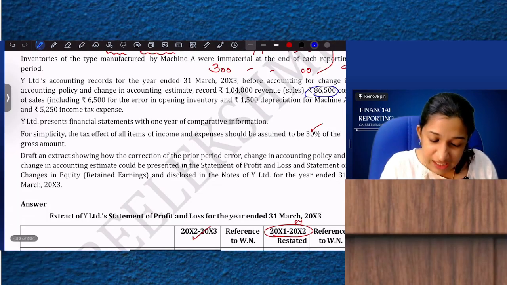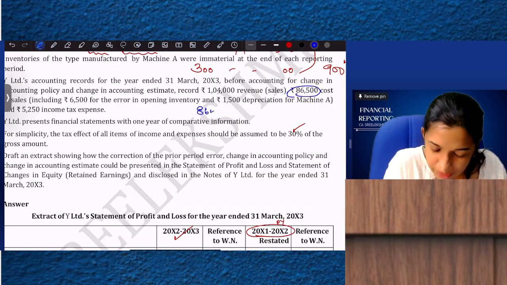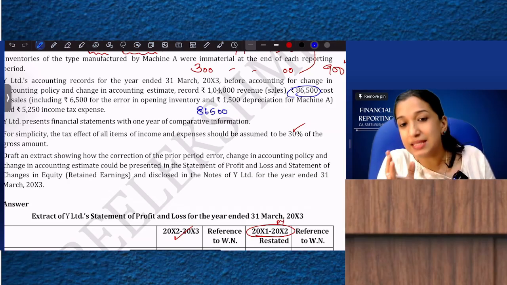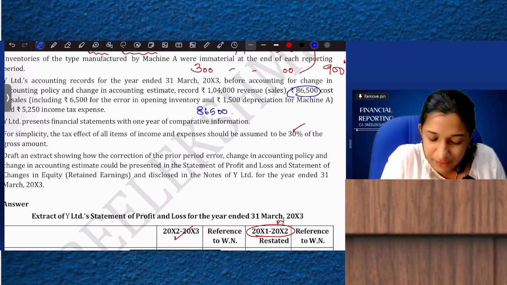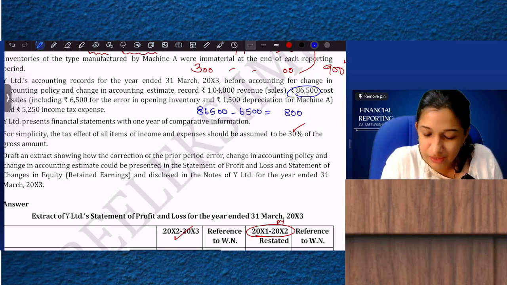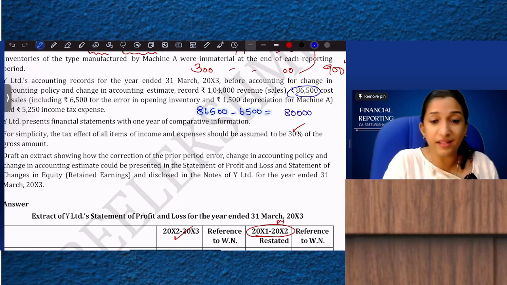86,500 is the cost of sales, including 6,500. So now 6,500 is included as opening stock. Opening stock is to be eliminated. So 6,500 I reduce, so 80,000. Now 80,000, is there any other adjustment?